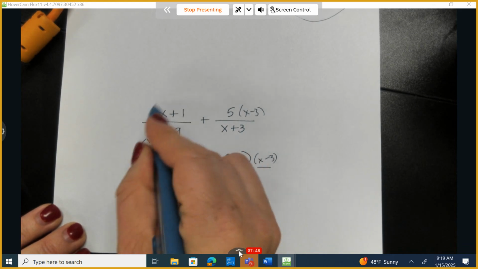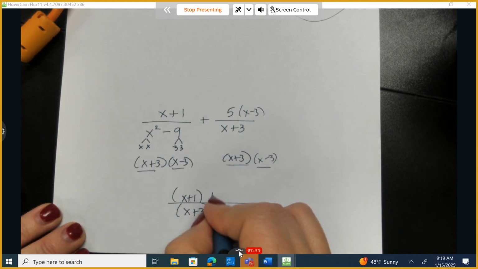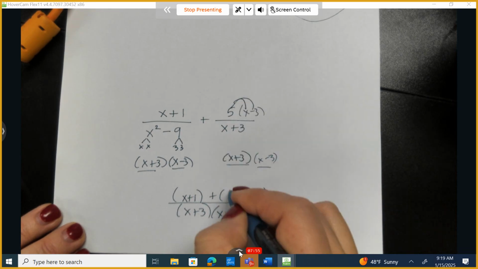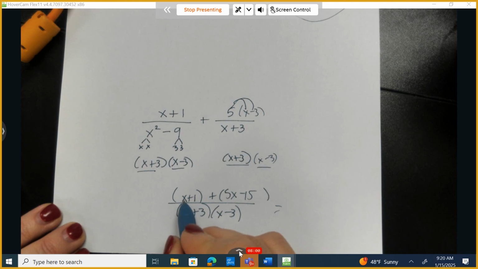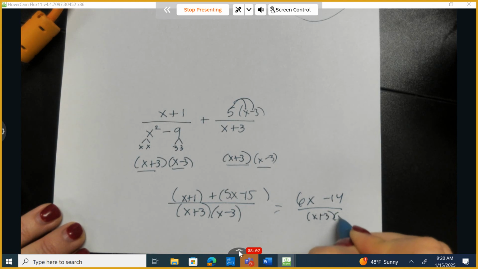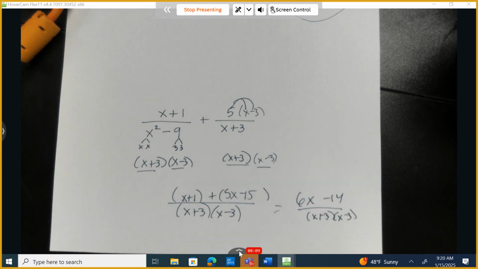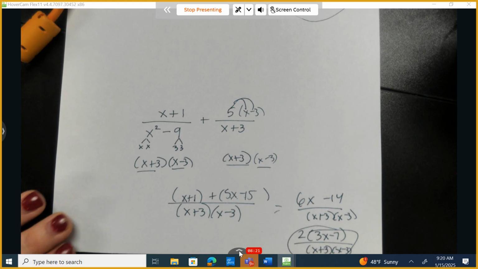Looks good. Now there's nothing I attached up here, so on the left-hand side in the numerator, I only have x plus 1. On the right-hand side, I'm going to distribute to get 5x minus 15. Okay, what can I combine here? So 1x and 5x is 6x, and 1 and negative 15 is a negative 14. All of this looks great, but I do have to ask myself, 6 and 14, they're both even, what can I take out of them? What can I divide out? A 2. So 3x minus 7 over x plus 3, x minus 3. This is my simplified form.